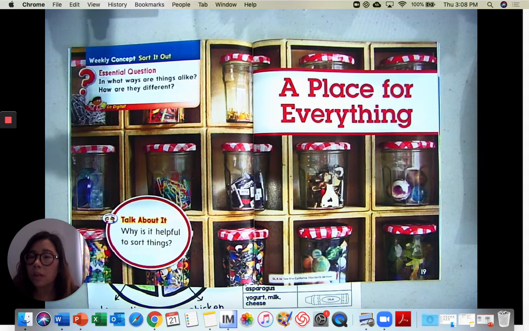And so this week we talked about many things that are similar from the story All Kinds of Families. We looked at how things were different in that story. You looked at similarities and differences in your writing, where you compared yourself to a friend, you compared your cartoon characters. So again, this week we're going to look at how things are alike and different, and how we can put a place for everything.